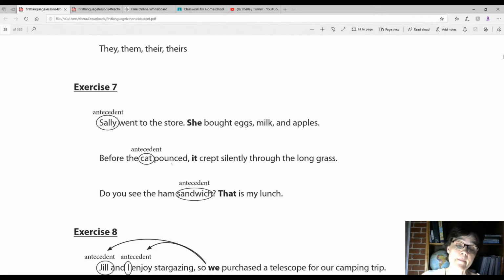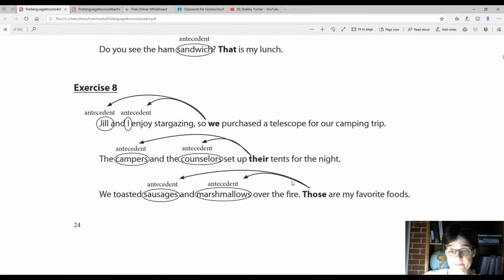Okay, before the cat pounced, it crept silently through the long grass. It is the pronoun that takes the place of cat. That means that cat is the antecedent. Do you see that ham sandwich? That is my lunch. Sounds really good right now. That is actually a demonstrative pronoun because it's a pronoun taking the place of sandwich, because you could have said that sandwich is my lunch. Okay, so this sandwich then would be the antecedent. All right, so let's look at exercise 8.